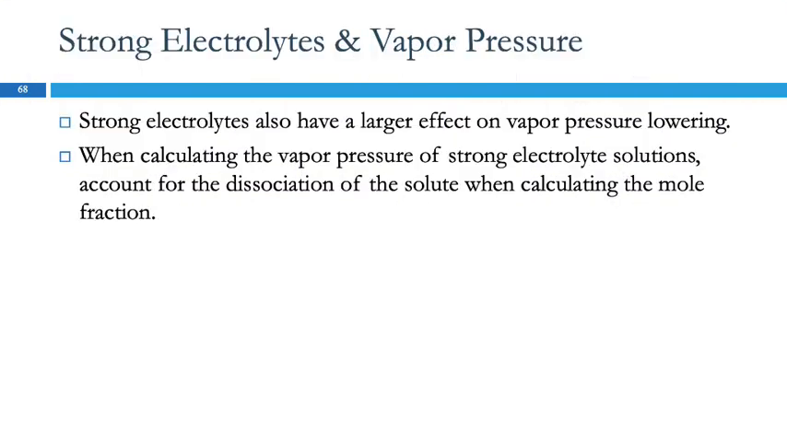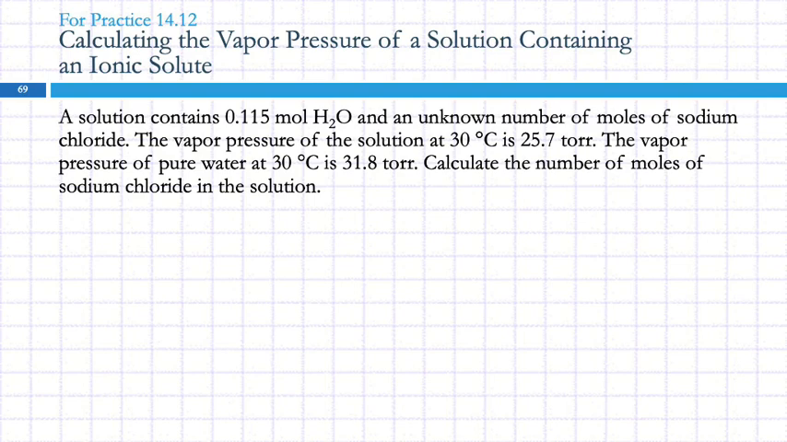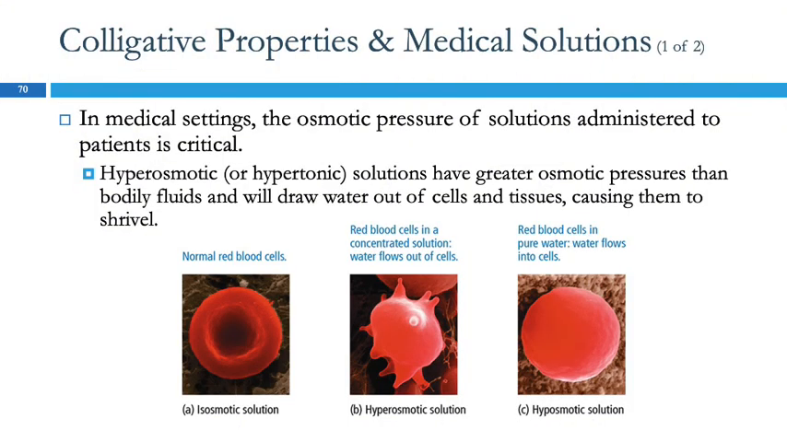So strong electrolytes also have a larger effect on the vapor pressure. When you're looking at vapor pressure of electrolyte solutions, you have to account for the dissociation when you're calculating the mole fraction. We're going to skip that one and talk about this one.